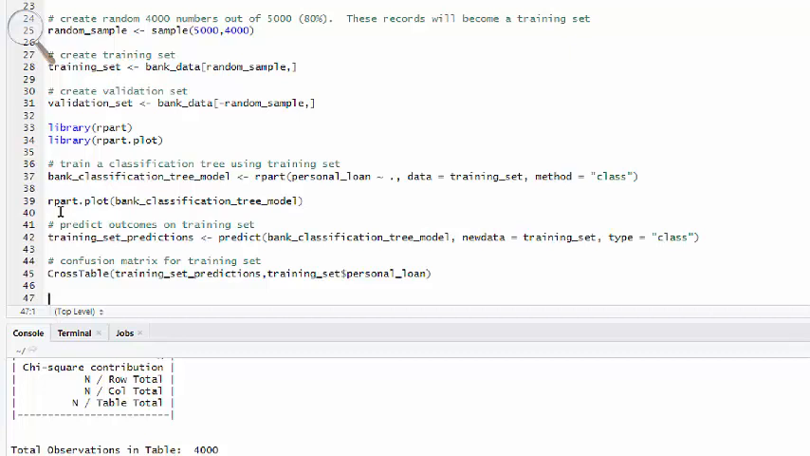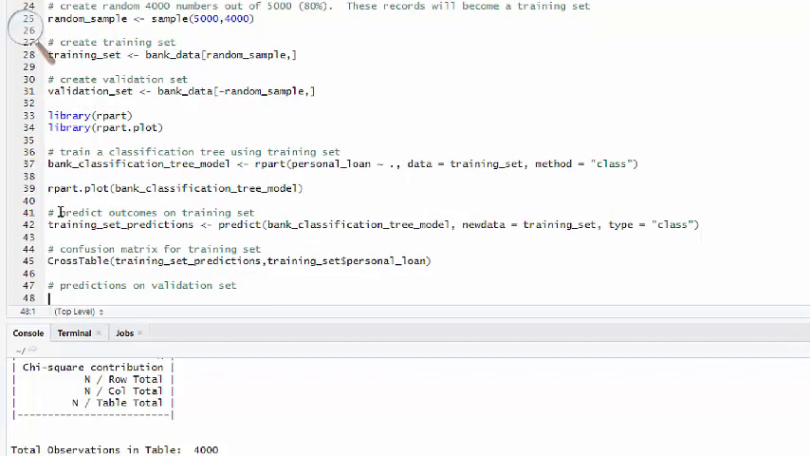Okay. So, in order to create the confusion matrix, right? What do I need? Cross table, right? And for that I need predictions, right? I need to take my model and predict the outcomes, but on what data set? On validation set, right? So let me go ahead and put a comment here. Predictions on validation set.